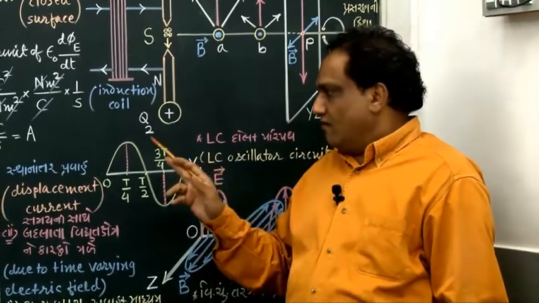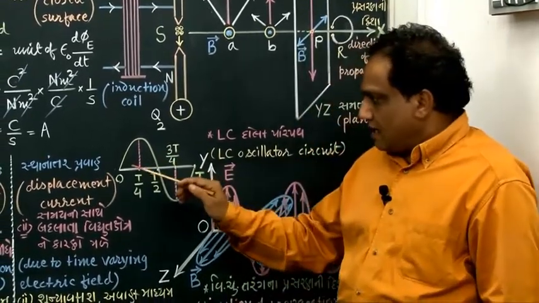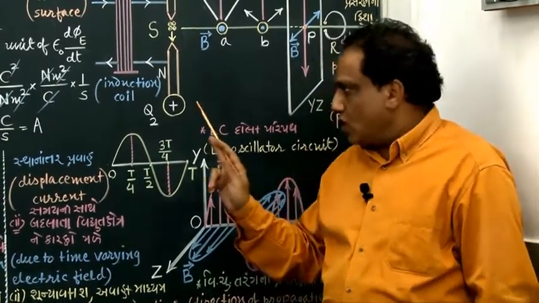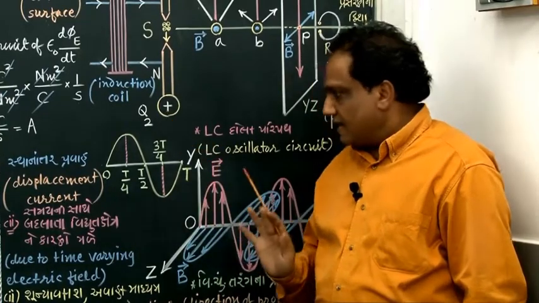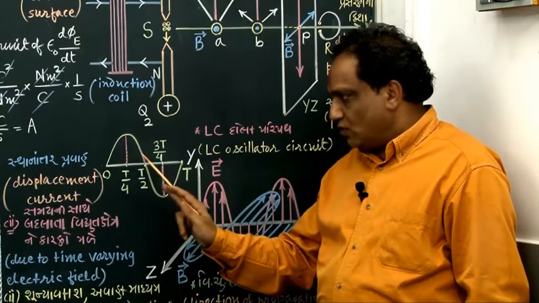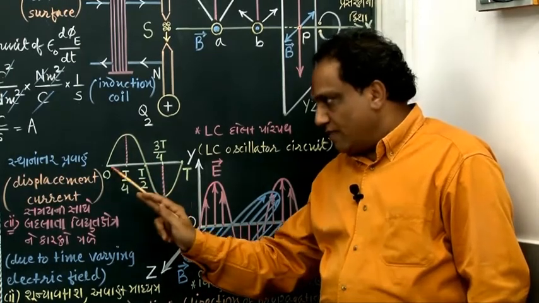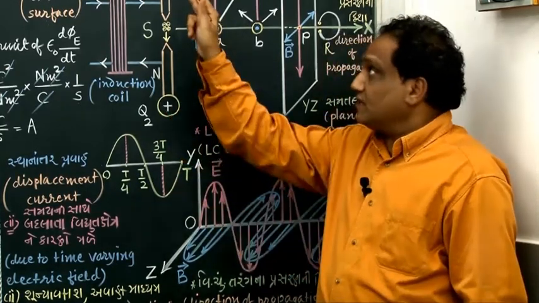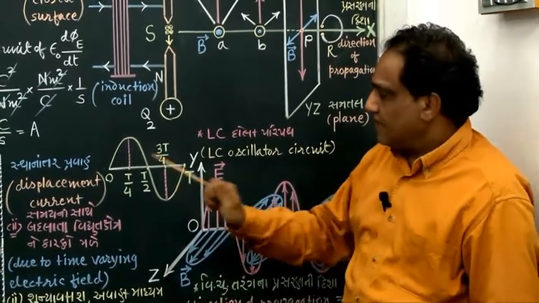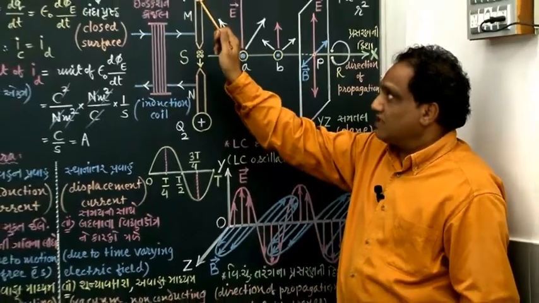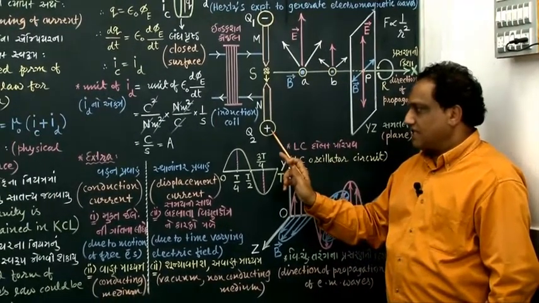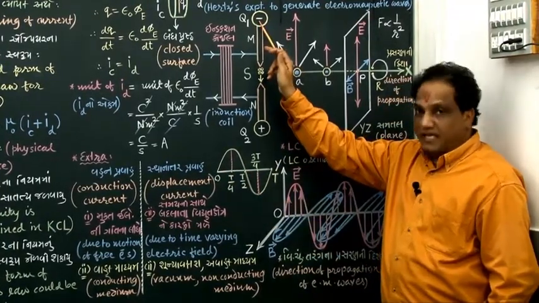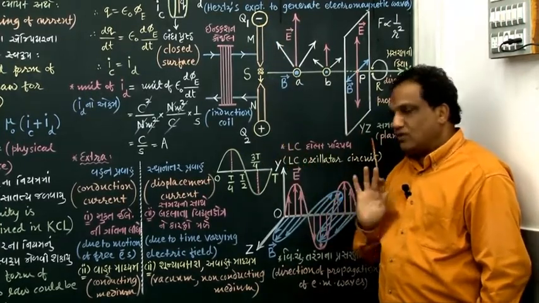Tell me, what does this graph indicate? Upper part of the graph shows positive value of the charge on the second sphere and it is from 0 to t by 2. From 0 to t by 2, the potential on this sphere is positive with respect to this sphere, meaning thereby in this much time interval, charge on first sphere is negative, charge on second sphere is positive.